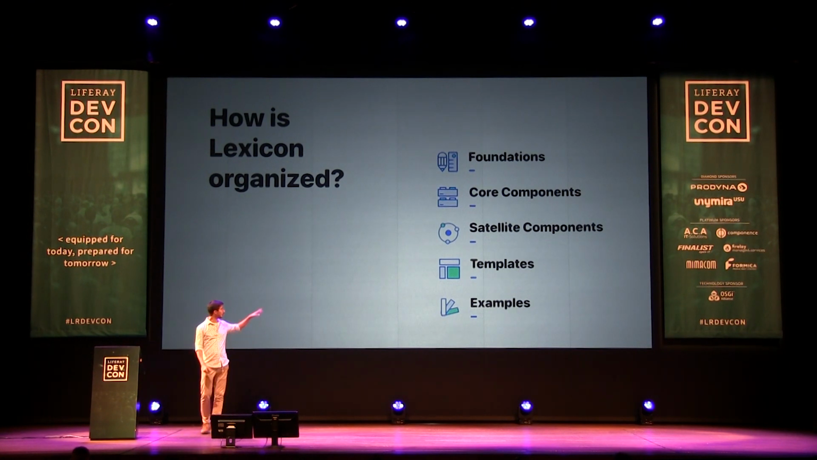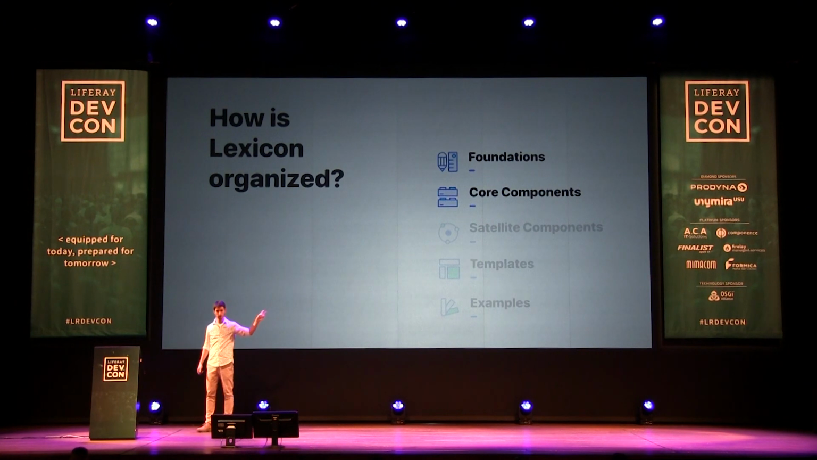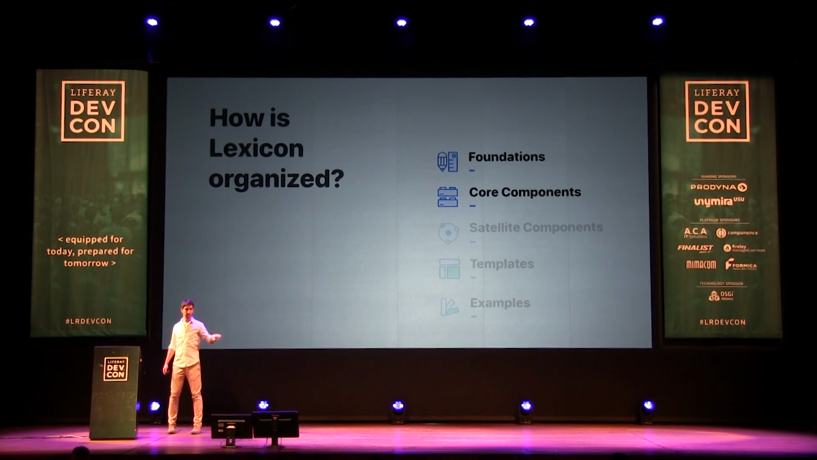Lexicon is divided in these 5 main points: the foundations, the core components, the satellite components, templates, and examples. Basically, to know all about Lexicon, you only need to focus on the first 2. Combining those two, you will be able to create any kind of interface possible, and I will show you later. The other 3 points are basically examples and things we expect to inspire you. And then I will show that also.